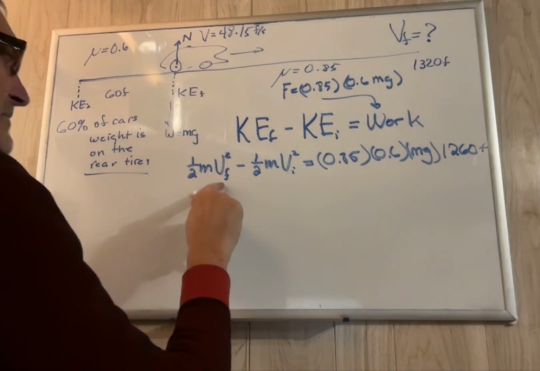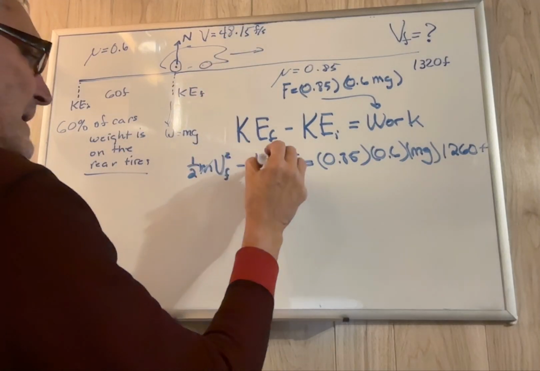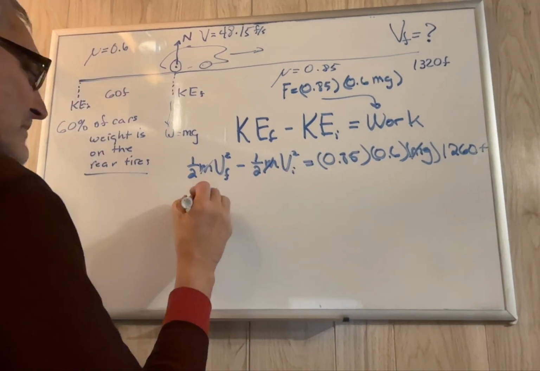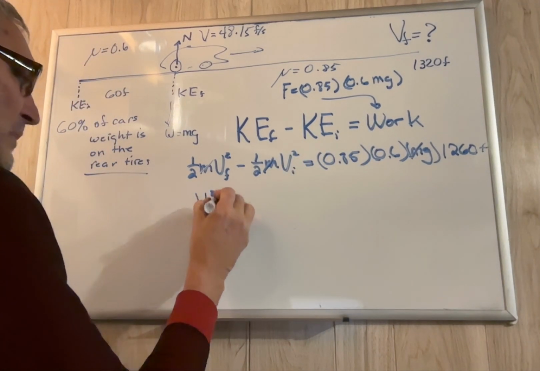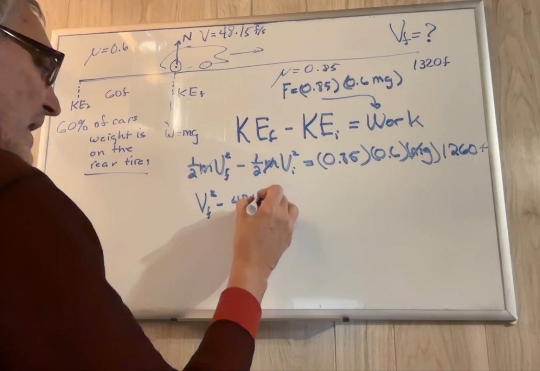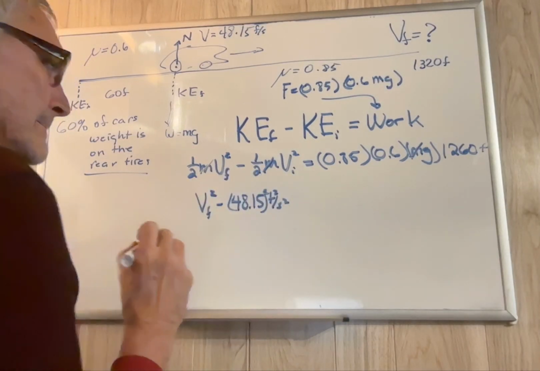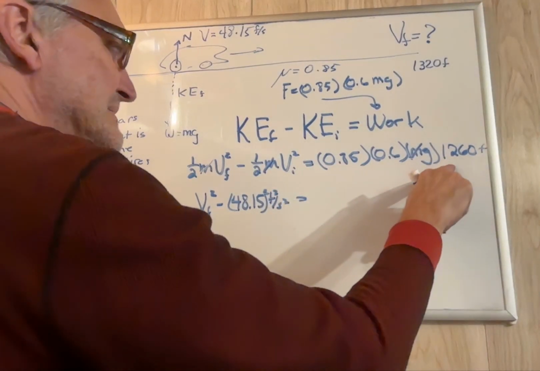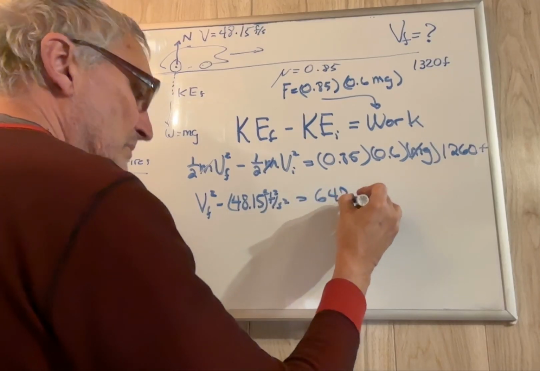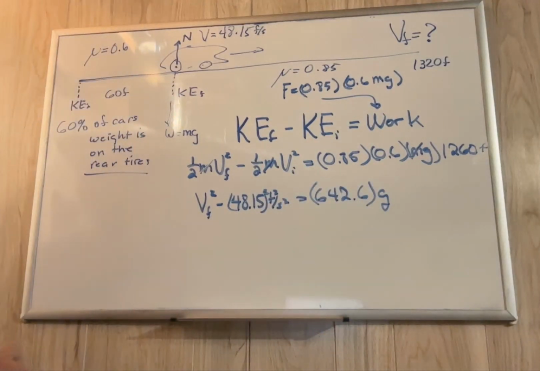Okay, so what's my velocity final? This is what I'm looking for. My velocity initial is going to be right here. And oh, look, once again, all the masses cancel, which is just fantastic, right? And we're going to multiply this by 2. So we're going to have my velocity final squared minus this 48.15 feet per second, all squared, is going to be equal to, once you multiply this out, 642.6 times g. Alrighty, good, fantastic.